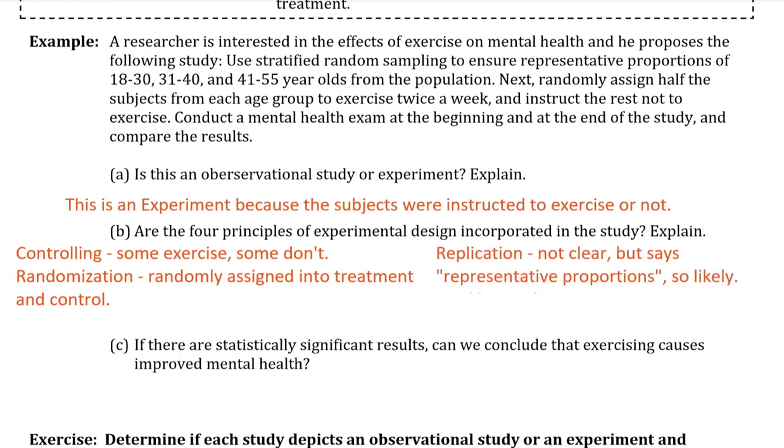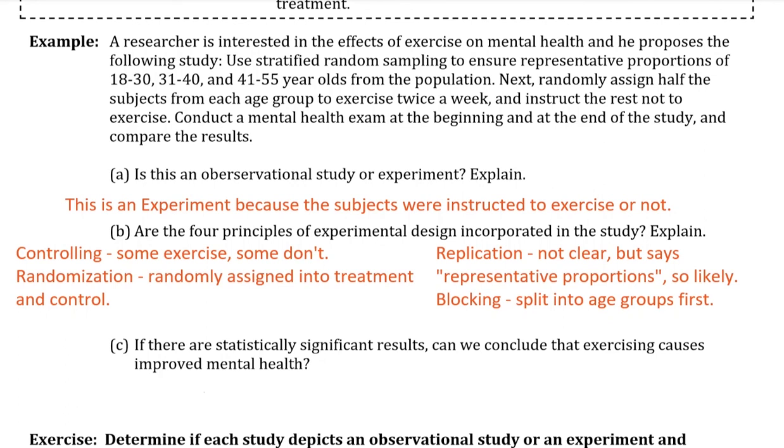For the third principle, replication, it's not as clear, but it says that we have representative proportions for all of the groups that we are working with, which does tend to imply that we do have a large enough sample, although we would like a little bit more clarity here on how large the sample is, or if this situation was replicated by somebody else. Lastly, for blocking, we first split everything into different age groups, the 18 to 30, 31 to 40, and 41 to 55, trying to see if that could be a possible issue. Those age groups are our different blocks.